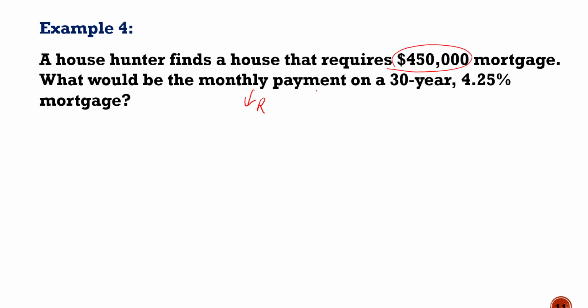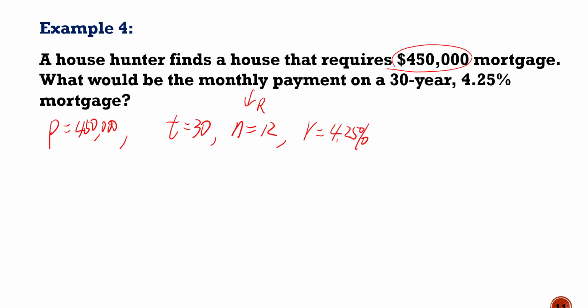Looking for R. And then mortgage amount, we know that the present value of the annuity is $450,000. That's what the bank will lend the house hunters. The amount is guaranteed for 30 years, with compounding period 12, and the rate is 4.25%. And one more time, we are solving for R here.